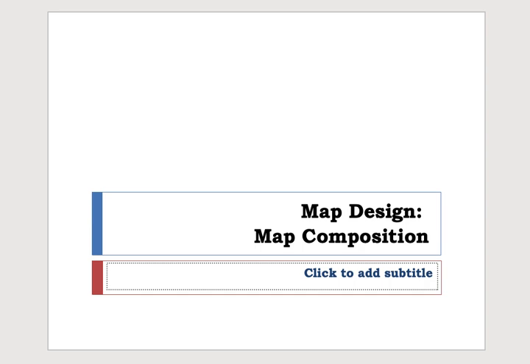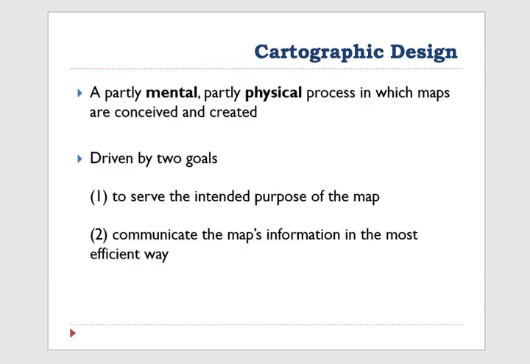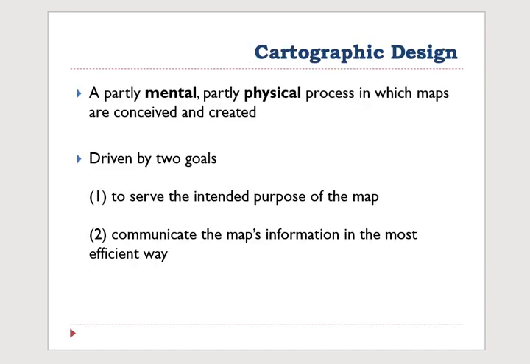Lecture is based on map design and map composition. So for cartographic design, it's a partly mental, partly physical process in which maps are conceived and created. And it's driven by two goals. The first one is to serve the intended purpose of the map, and the second is to communicate the map's information in the most efficient way.